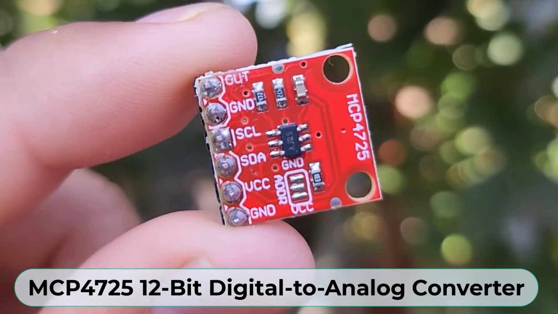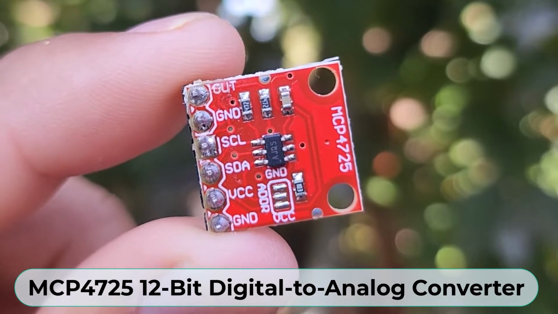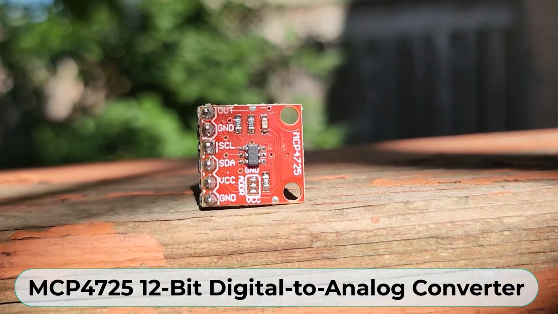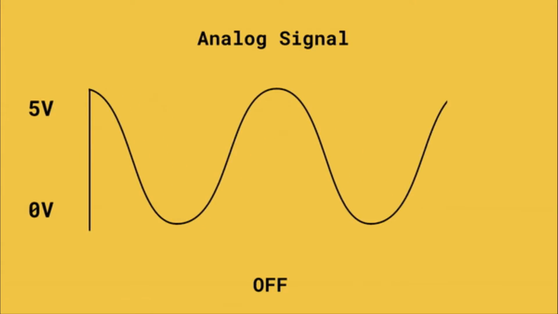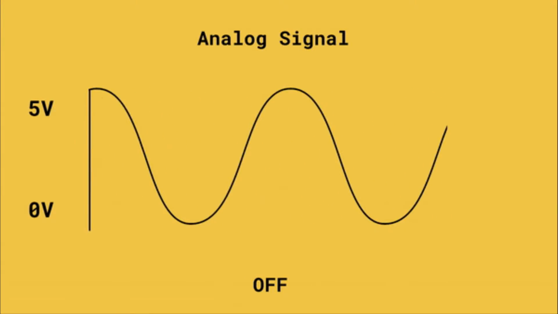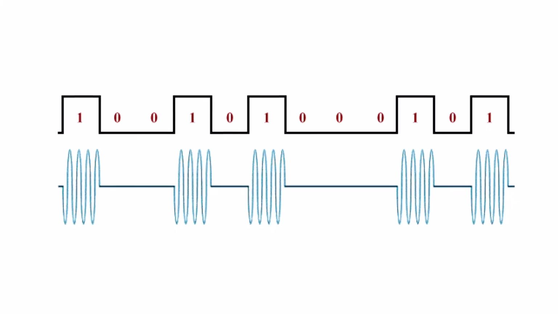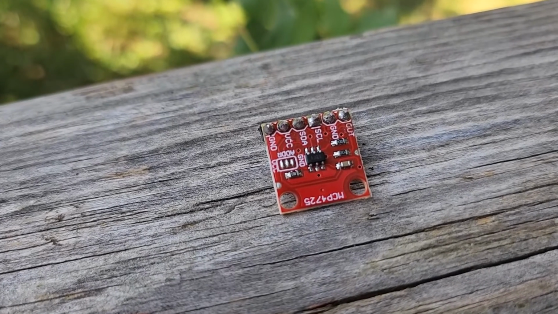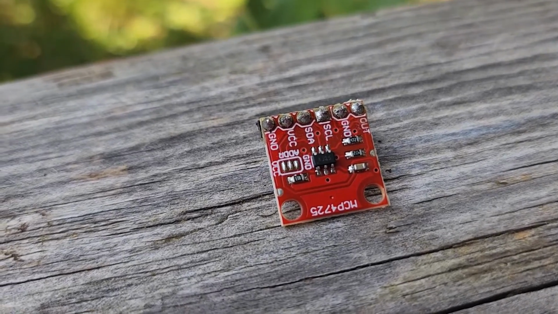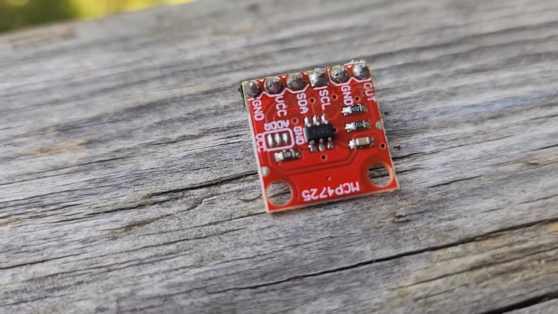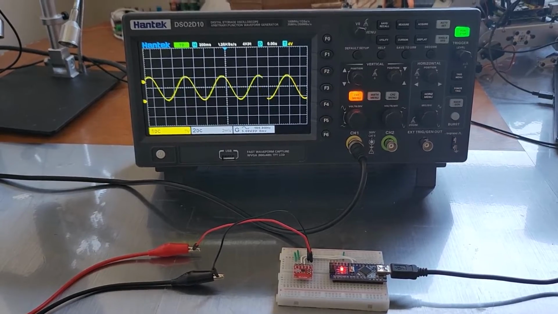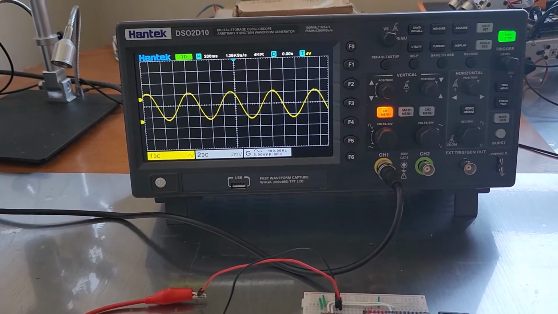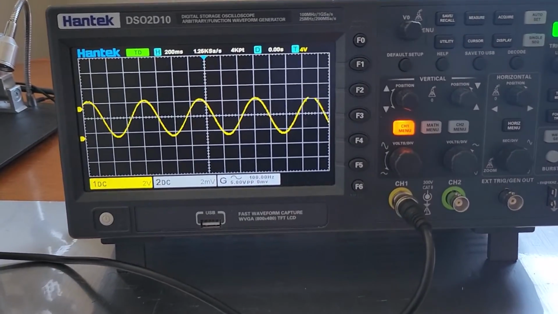This is the 12-bit digital to analog converter module called MCP4725. This module can generate analog voltages that can be represented using a digital number by a microcontroller. Apart from generating analog voltage, it can also produce various waveforms. For example, it can generate a sinusoidal waveform that looks exactly like a sine wave.